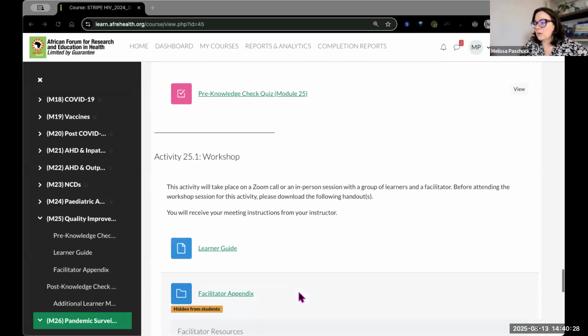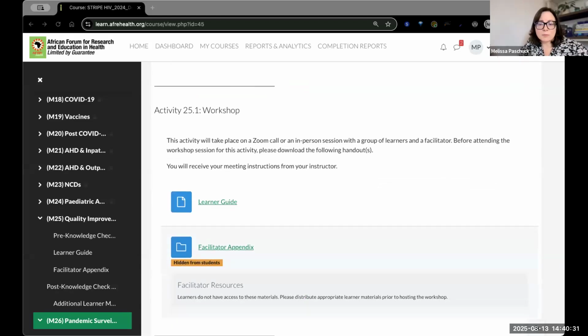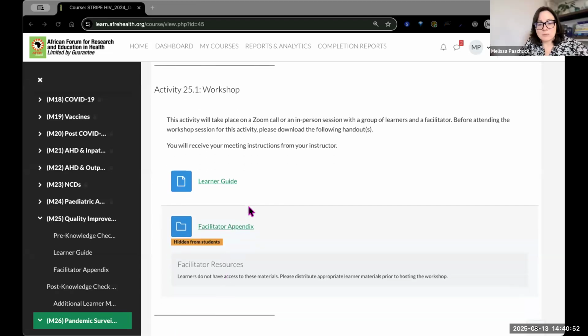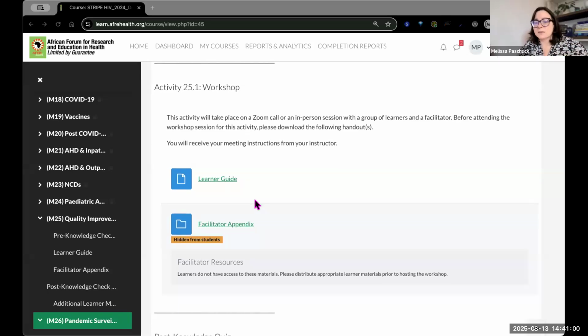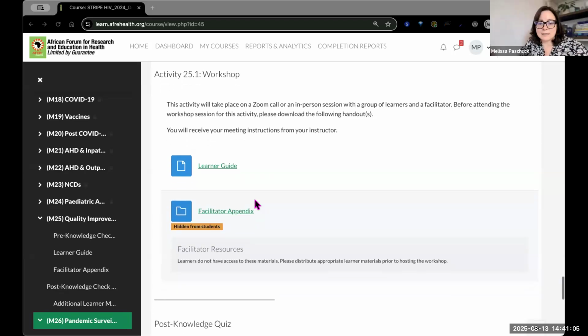The next section is the workshop activity. The workshop really is the primary activity for this module. It's designed for an in-person or online group training session. So while learners can read through the materials individually, it is intended to be a workshop for an interprofessional group of healthcare workers. You'll notice there's a learner guide, which David referenced, and it looks very similar to what the final facilitator guide will look like, but it doesn't include all of the bells and whistles, with the answer key and suggestions for facilitation, that the facilitator guide has.